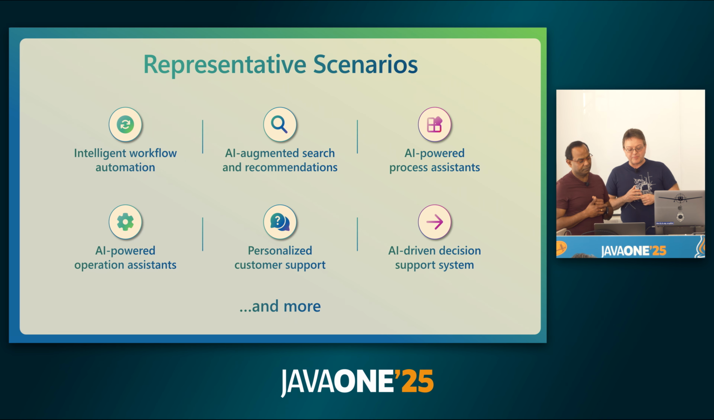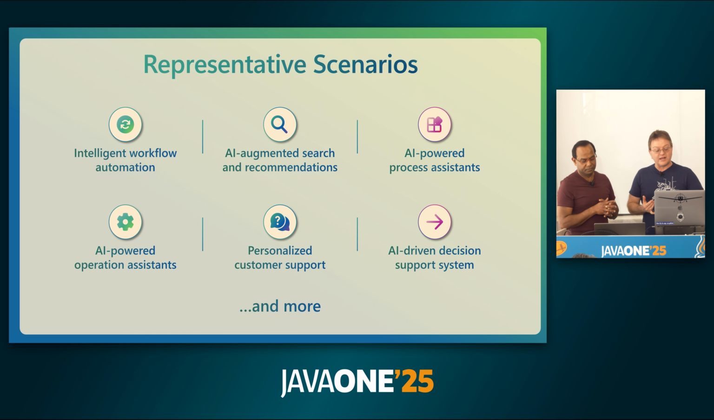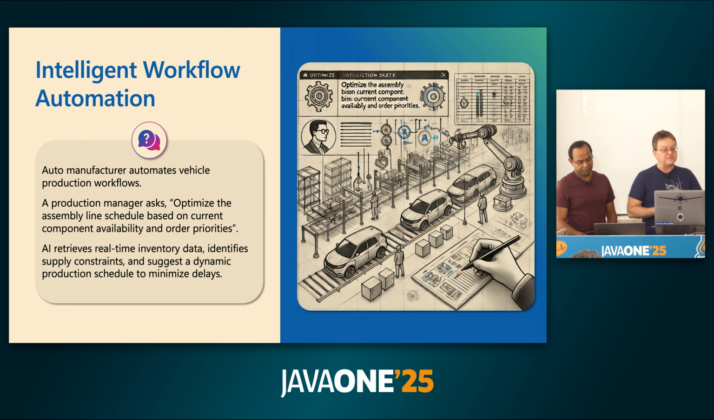Some key AI applications for Java developers include intelligent workflow automation, AI-augmented search and recommendations, AI-powered process and operation assistance, personalized customer support, and AI-driven decision support systems. These scenarios show how AI can streamline processes, improve efficiency, and provide tailored solutions, making your Java applications both smarter and more responsive.